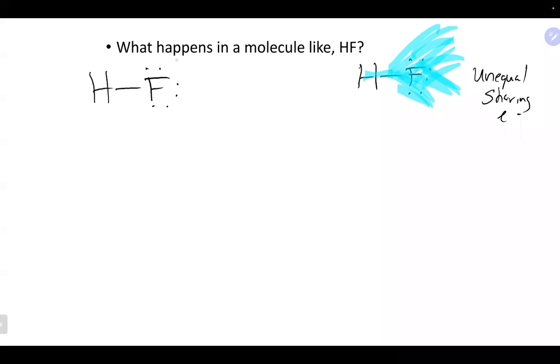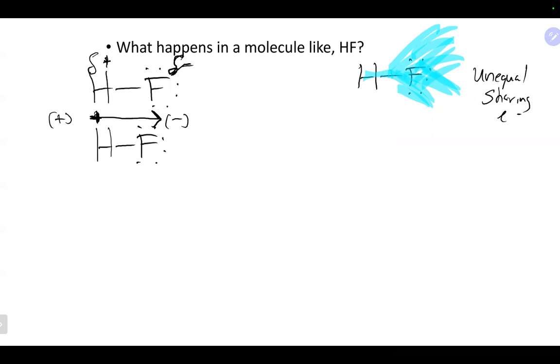So the result of this is it creates a partially negative charge on the fluorine and a partially positive charge on the hydrogen. And that's a delta symbol, basically partially negative and partially positive. It also could be represented by an arrow, which is sometimes referred to as a dipole arrow, where it points to the more negative side, and the back part that makes like a plus sign is to the side that's more positive.